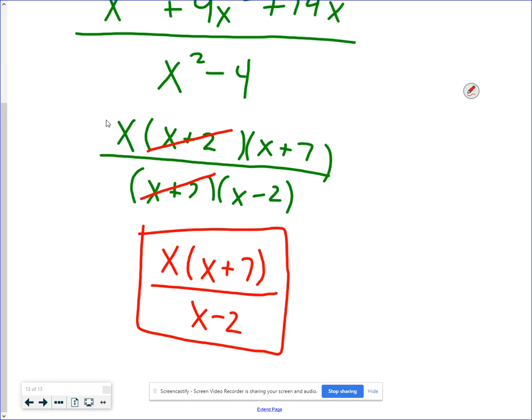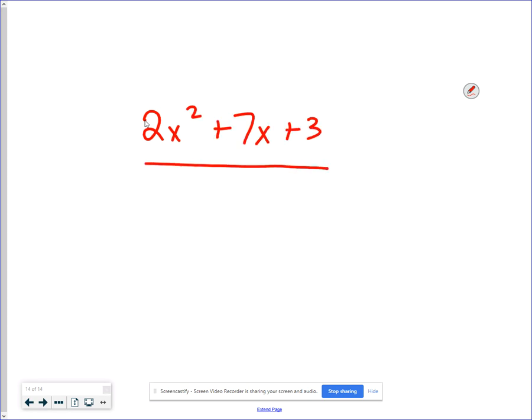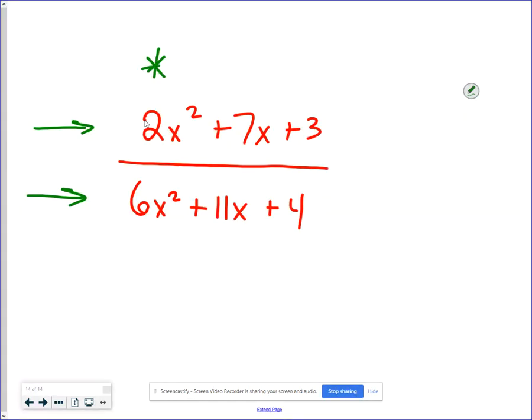All right, one last one. So let's look at this last one here. We've got 2x squared plus 7x plus 3 over 6x squared plus 11x plus 4. So we're going to have to try to factor the top and the bottom. But this is going to be a little more difficult than the ones that we have done up to this point. And the reason is because we don't have a leading coefficient of 1 on either one. We've got a 2 here and a 6 here.